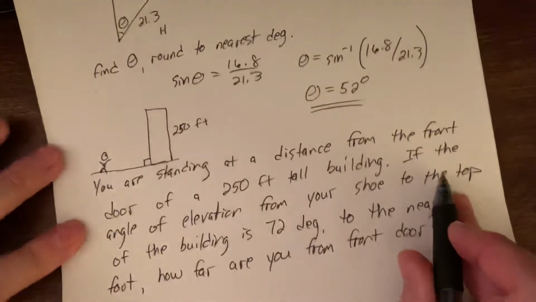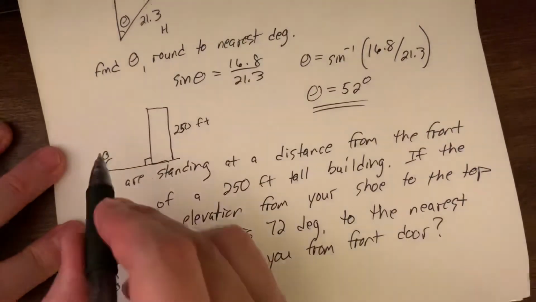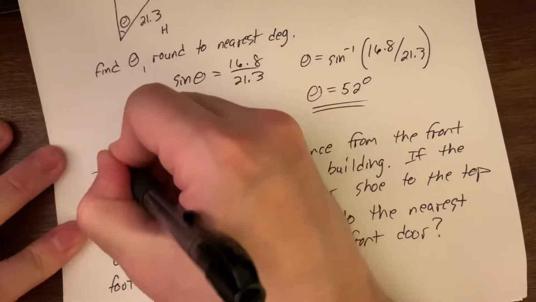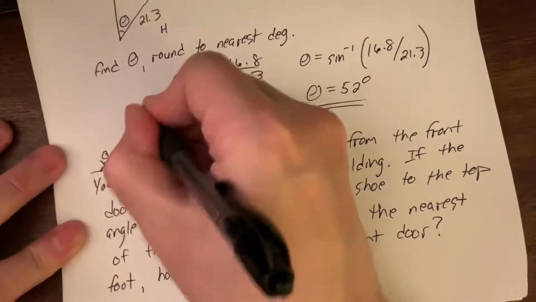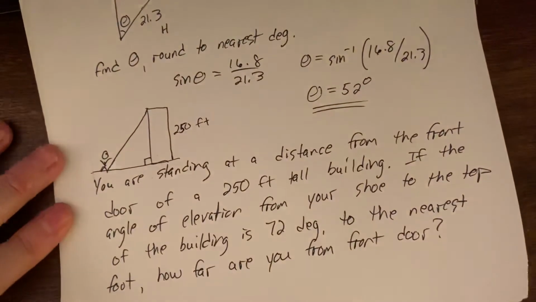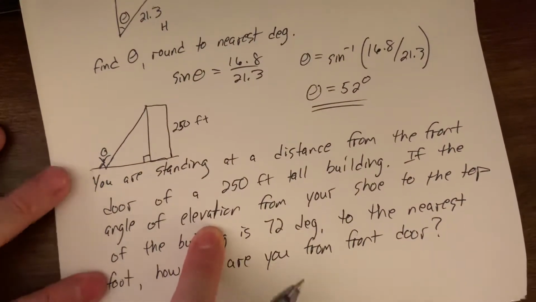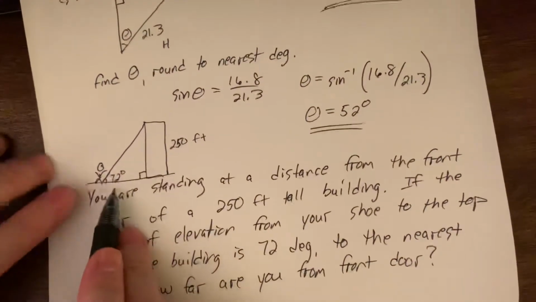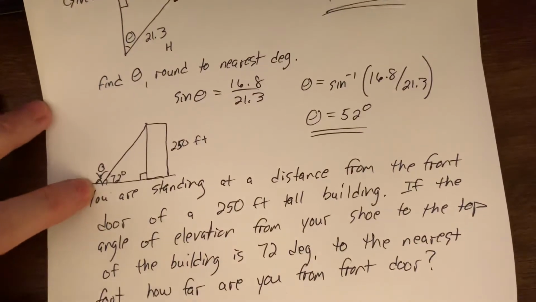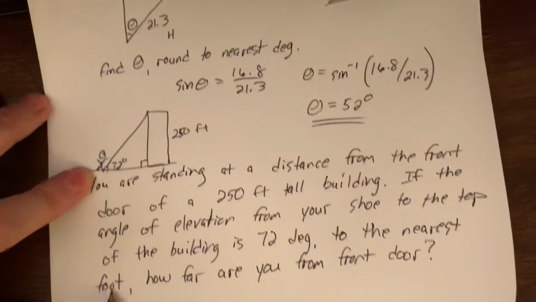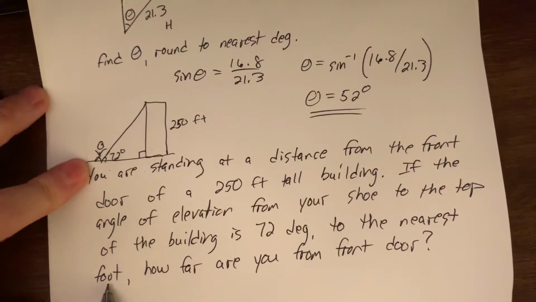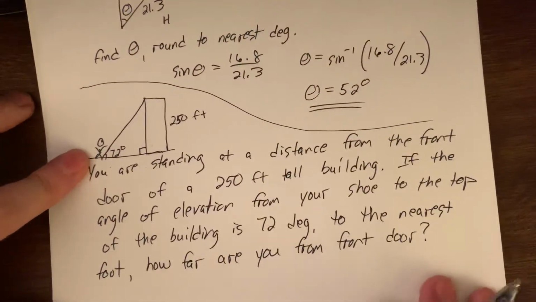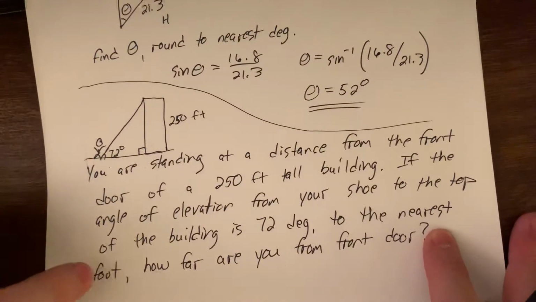Let's keep going here. If the angle of elevation from your shoe to the top of the building, let me draw a little line there. There's the line that represents your shoe to the top of the building. The angle of elevation from here to here is 72 degrees. So that 72 sneaks into that corner. To the nearest foot, there's rounding directions. We're going to have to round. We are going to need our calculator for this, and we're going to round to the nearest whole foot.